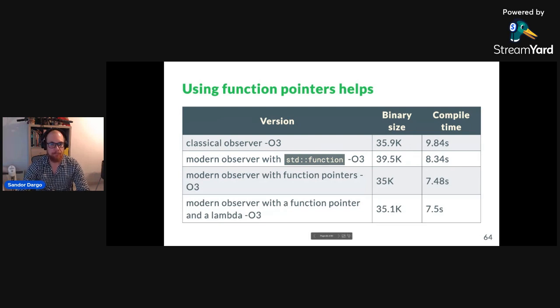Because if we use std::function, which seemed quite convenient, then we have this 10% difference, where the modern one is the bigger one by about 10%. What if we use function pointers, or a mixture of function pointers and lambda functions? You see that then we have the expected result, and the modern observer becomes the smaller one.